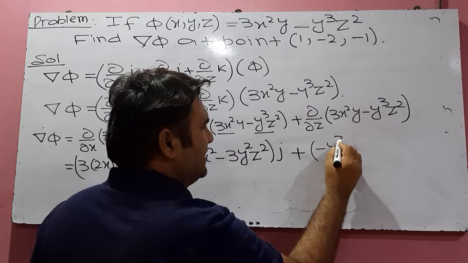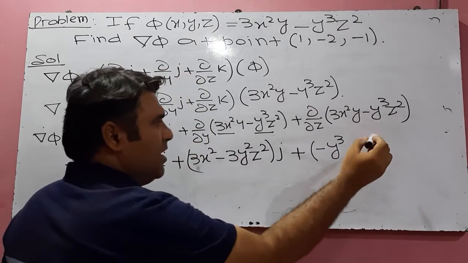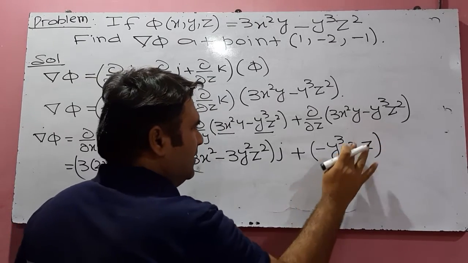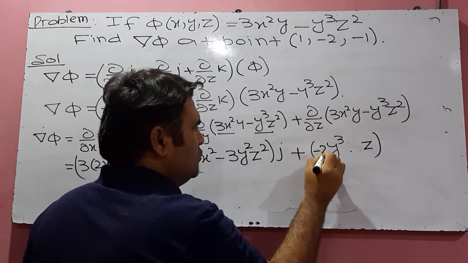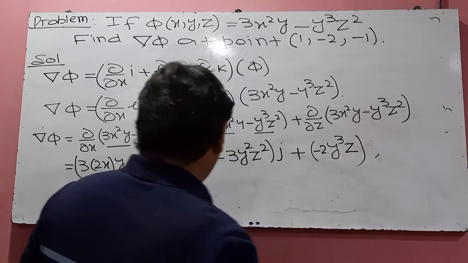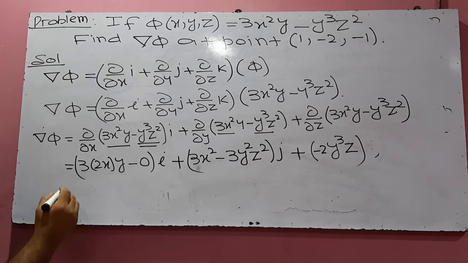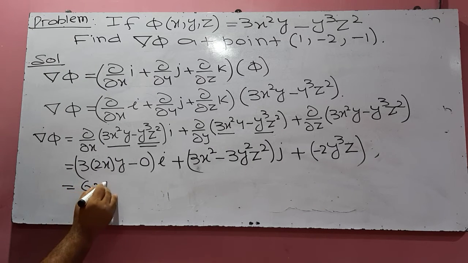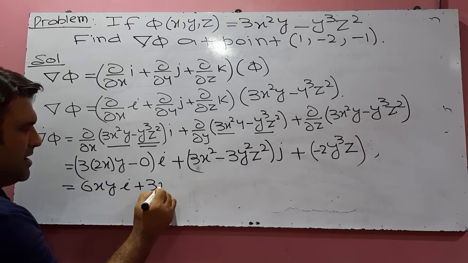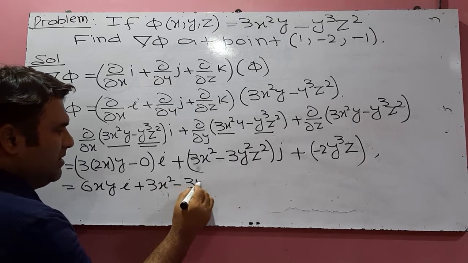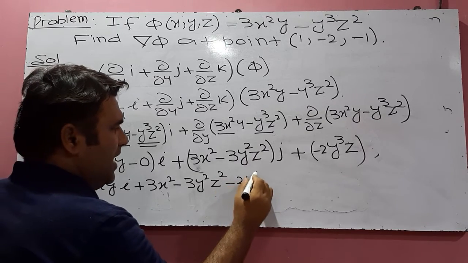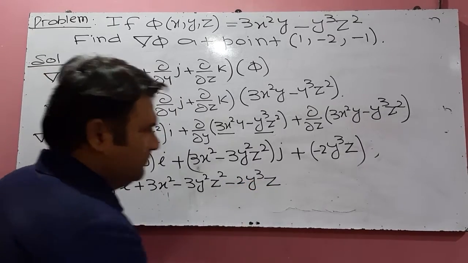Minus y cube will be the same. The differentiation of z square will equal 2z, so you can write minus 2y cube z. Now we rearrange: 6xy plus 3x square minus 3y square z square minus 2y cube z.